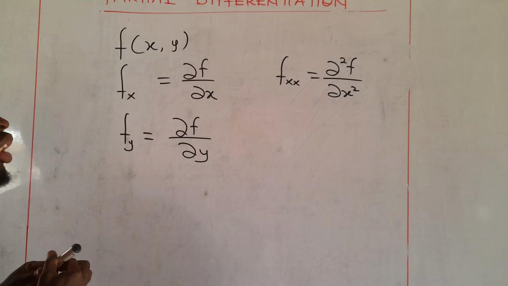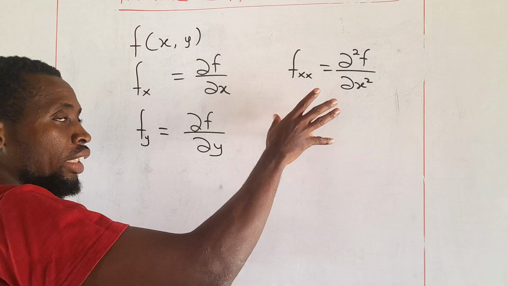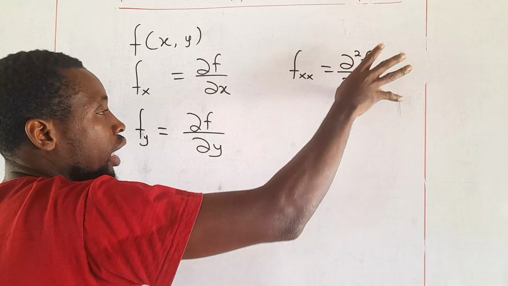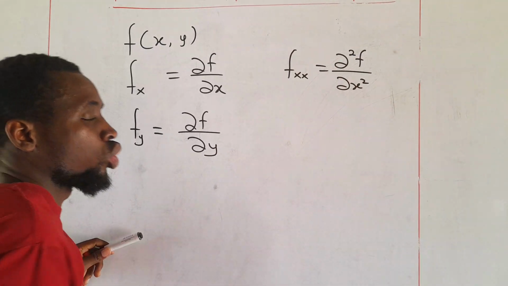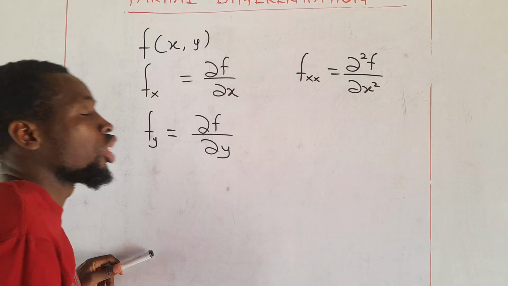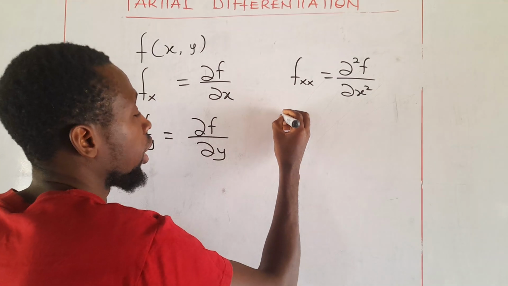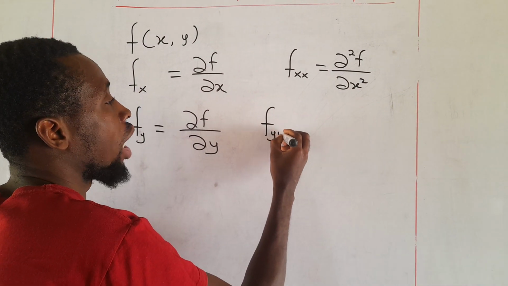Please take note anytime you see this. In this discussion, we'll be using only the f subscript x notation. But if you see the del square f over del x square somewhere, they are the same. They are just asking you to perform partial differentiation of the function with respect to x twice. Also, we can have partial differentiation of the function with respect to y twice.